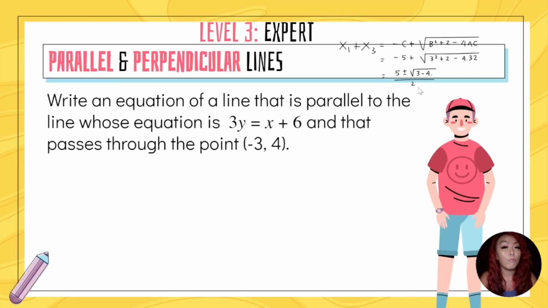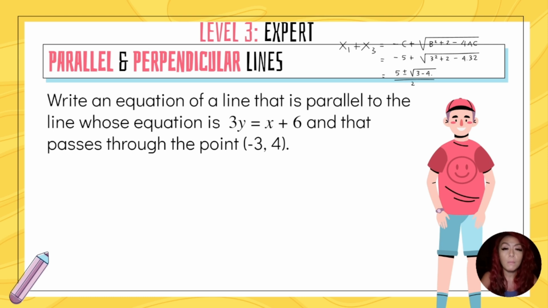On to level 3, our expert level. We're going to talk about parallel and perpendicular lines. So take a look at this problem here. It says, write an equation of a line that is parallel to the line whose equation is 3y equals x plus 6, and that passes through the point -3, 4.